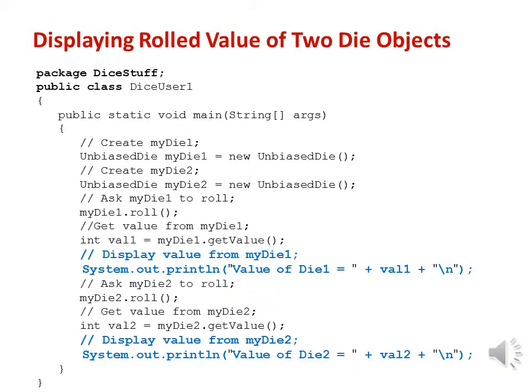To display a result on the console screen, we can make use of System.out.println. Specifically, to display the roll value of MyDie1, we concatenate the string "value of die1 equals" with the contents of the variable val1 and also concatenate a new line character. This is done through the statement System.out.println as shown here. To display the roll value of MyDie2, we follow the same process.